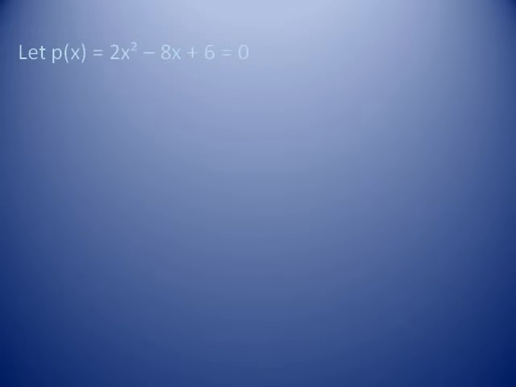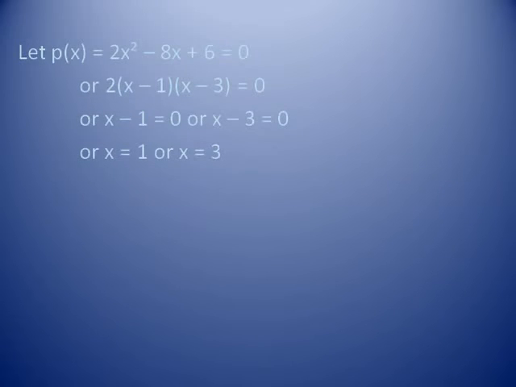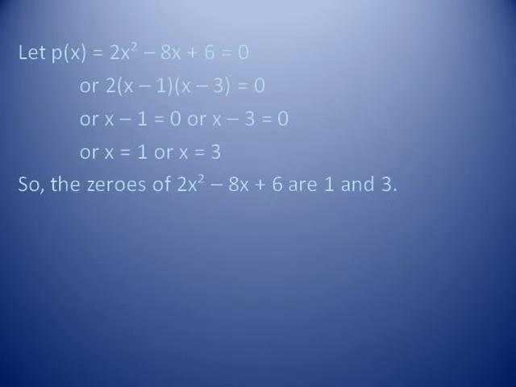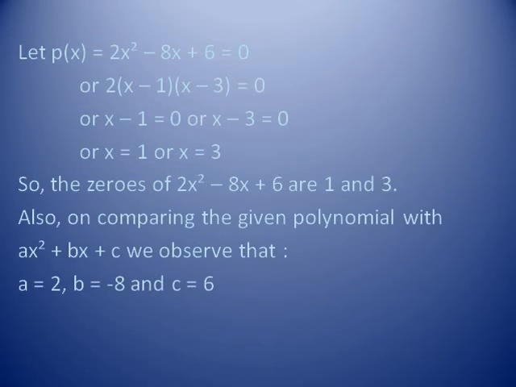Now let p(x) equal 2x square minus 8x plus 6 equals 0. Then 2(x minus 1)(x minus 3) will be equal to 0. Or we can say x minus 1 is equal to 0 or x minus 3 is equal to 0. This gives x equals 1 or x equals 3. So the zeros of 2x square minus 8x plus 6 are 1 and 3. Also, if we compare the given polynomial with ax square plus bx plus c, we observe that a is equal to 2, b is equal to minus 8 and c is equal to 6.